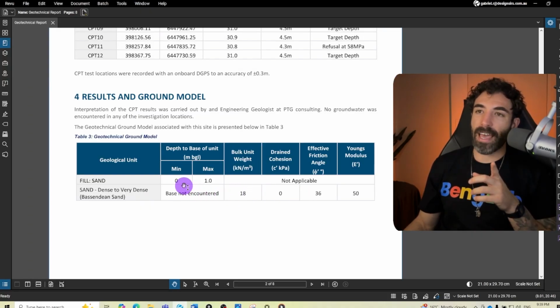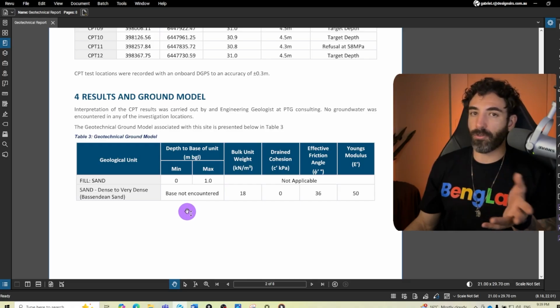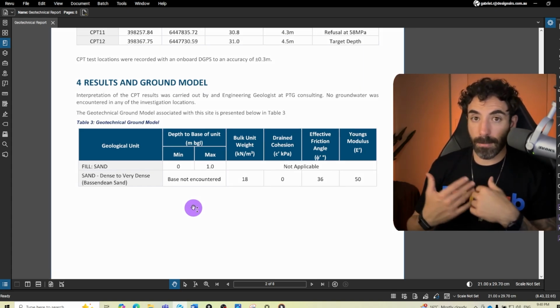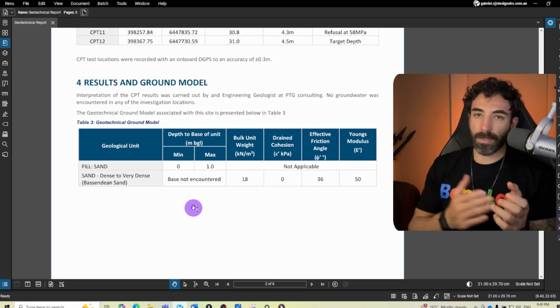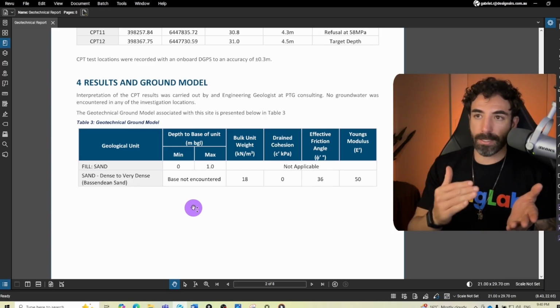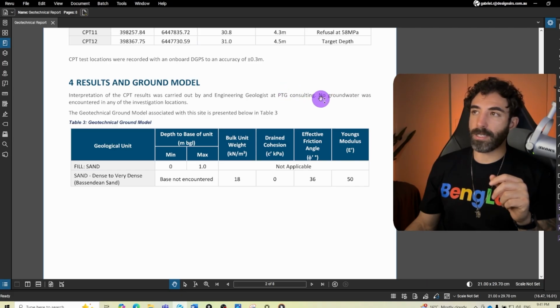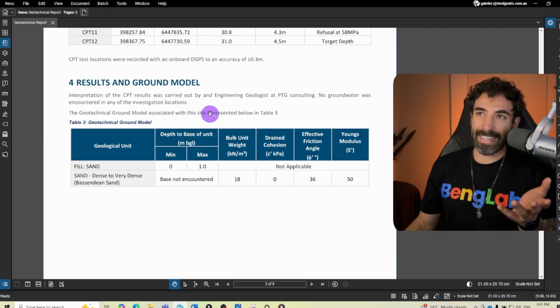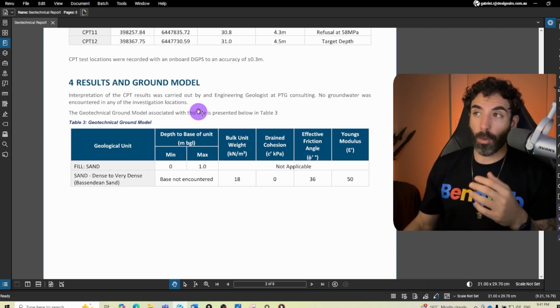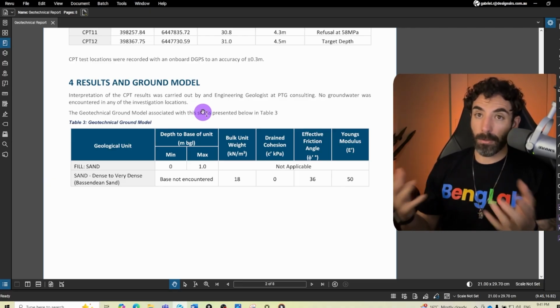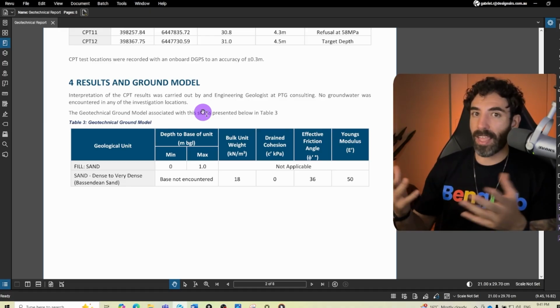Also, when we have fill like this, we would consider it as uncontrolled fill. That means it's not good to use as a base for the footings, unless there is some documentation to confirm that the fill was controlled and placed under the supervision of a geotechnical engineer. You can also read here that no groundwater was encountered, but if there was a water table, the geotechnical report would provide you with recommendations on how to deal with that water.